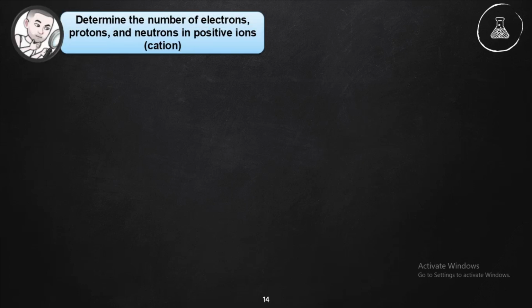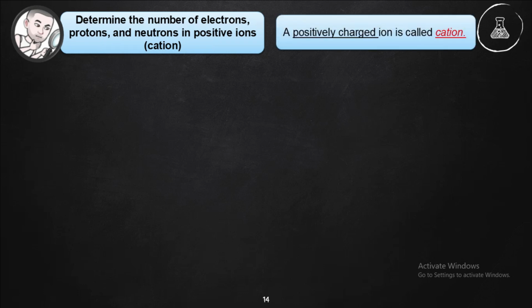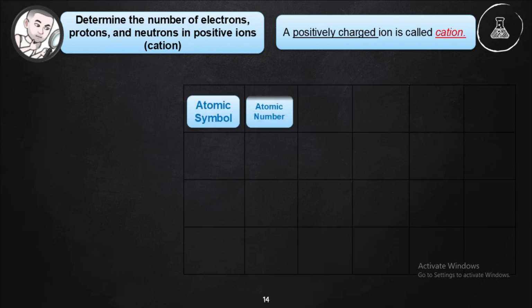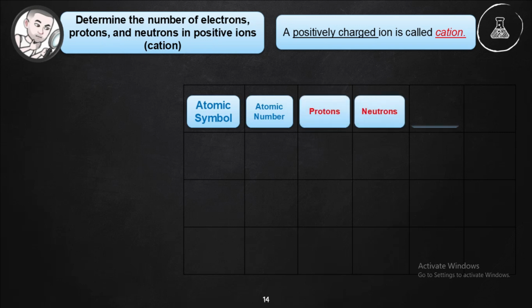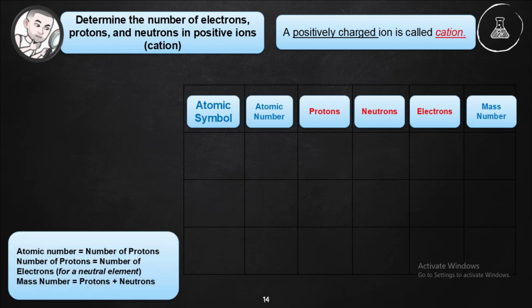This time, we are now going to identify the number of electrons, protons, and neutrons in positive ions or cation. Again, cation, ito yung positively charged na ion. Dito sa table, we are going to identify the atomic number, number of protons, number of neutrons, number of electrons, and yung mass number ng element. And please do remember this one. Atomic number is equal siya sa number of protons. Number of protons is equal siya sa number of electrons kapag neutral element, meaning not positively or negatively charged. In short, no charge. Mass number is equal sa protons plus neutrons.